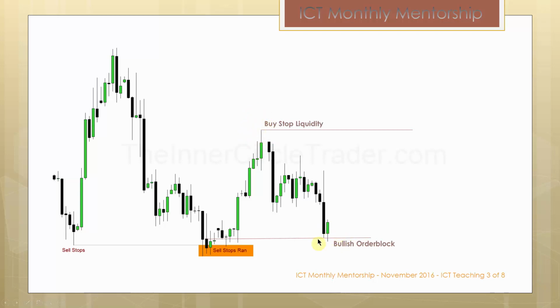So if you're going to be buying down here like a bank, you're going to be looking for the move to go up to here. And price obviously goes up there and hits it. Now, here's the thing. As price hits that level right up here, what's it doing? It's pairing orders with the buy stops. So that buy stop liquidity is gone.